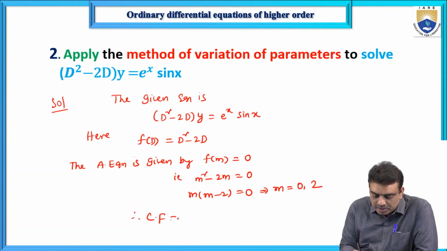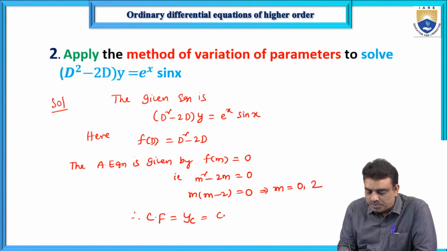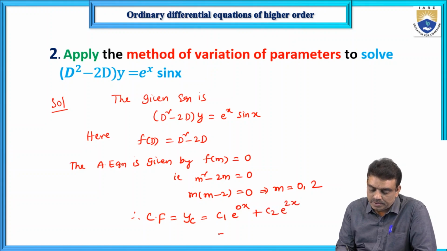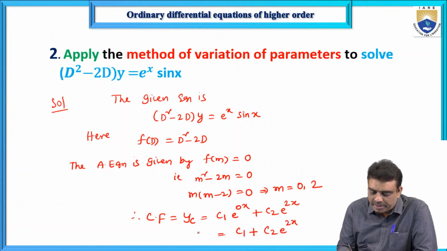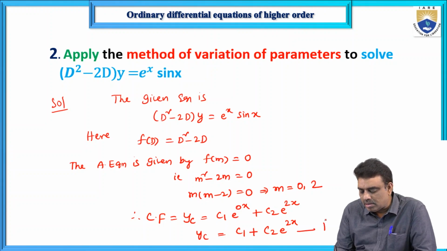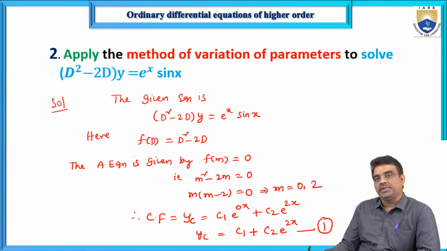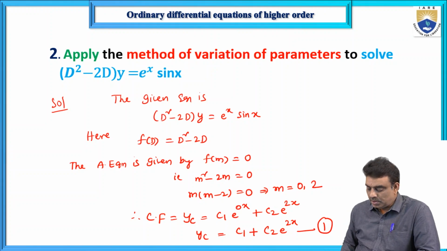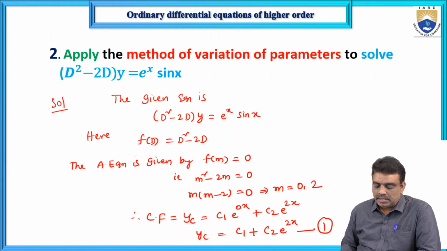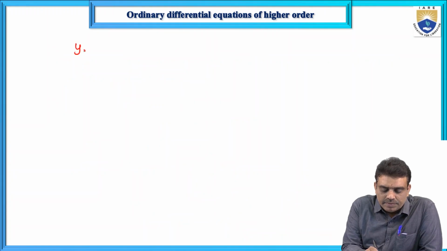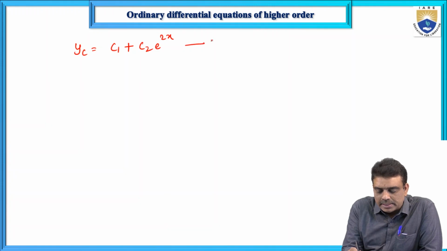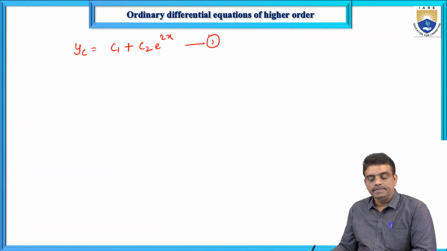Therefore, the complementary function yc is equal to c1 e power 0x plus c2 e power 2x, or this is (c1 plus c2) into e power 2x. This is called equation number 1. That is the first part of the solution. So, what is the yc? Yc is equal to (c1 plus c2) into e power 2x, and call this equation number 1.